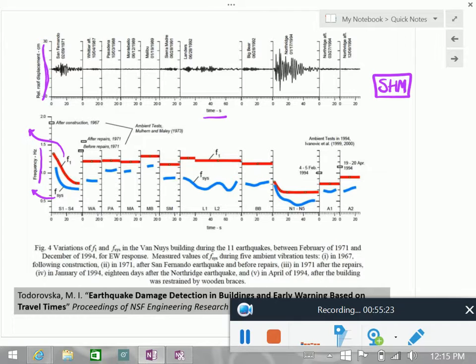How come it looks like the San Fernando caused damage and it didn't recover, but then the Northridge one does recover, even though it looks like they repaired it? It could be because they repaired it. This is 1967, so I think they made a lot of changes. This is in California. This building, they did a lot of retrofitting after those big earthquakes. This would be my guess.